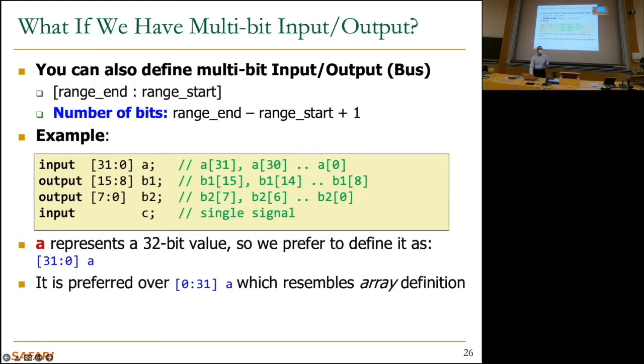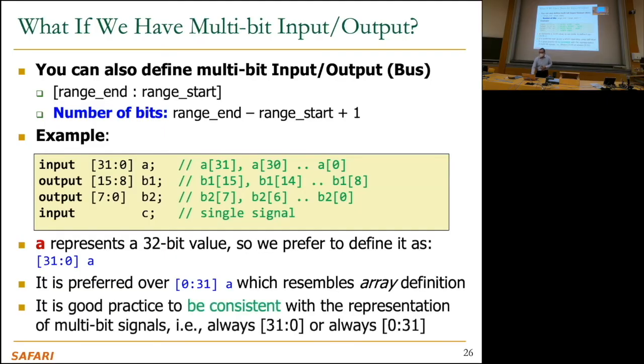And usually there are actually two ways. Verilog allows you to do things in different ways. This is a better way, in my opinion. This, in my opinion, should have been perhaps forbidden because this resembles an array definition in Verilog also, which you will see later on. So it's in general good practice to be consistent with the representation of the multi-bit signal. So it's better to, in my opinion, use this one over here as opposed to this one.